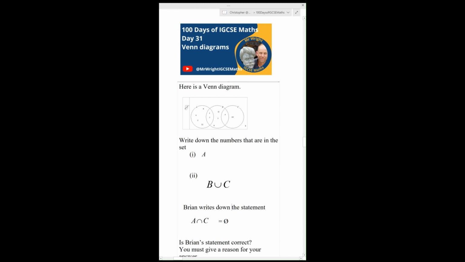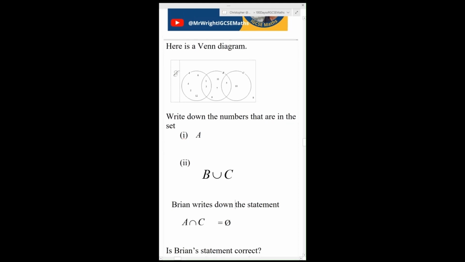Now's your chance to pause if you want to do the question before I do. Okay, so we've got a Venn diagram here. We're asked to write down the numbers that are in set A. That's going to be all of these: 6, 4, 2, 12. That's those ones. And also 1 and 3.